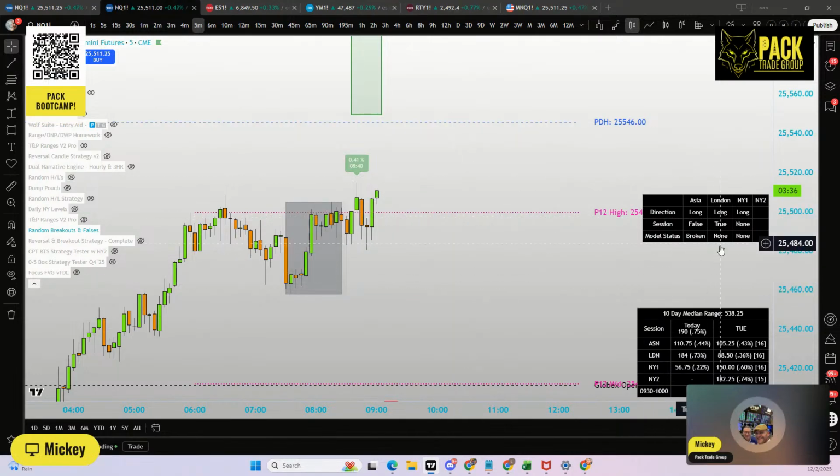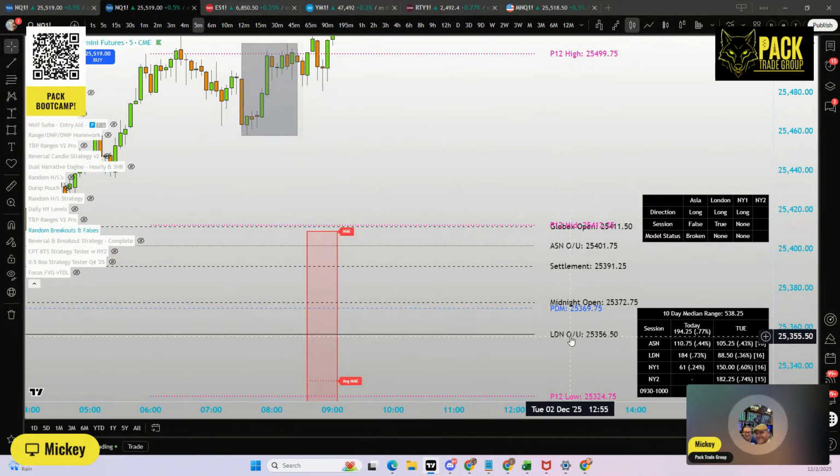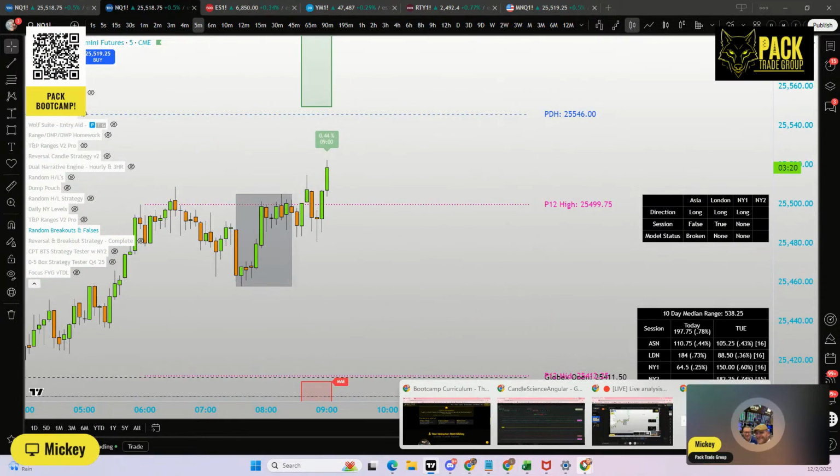And so we see contradicting markets, so we can expect high day, low day after market open. We can see we went long, false, broken, and long, true, meaning this London OU has been left open, this P12 mid has been left open. So let's go look at the data and see what it shows us.